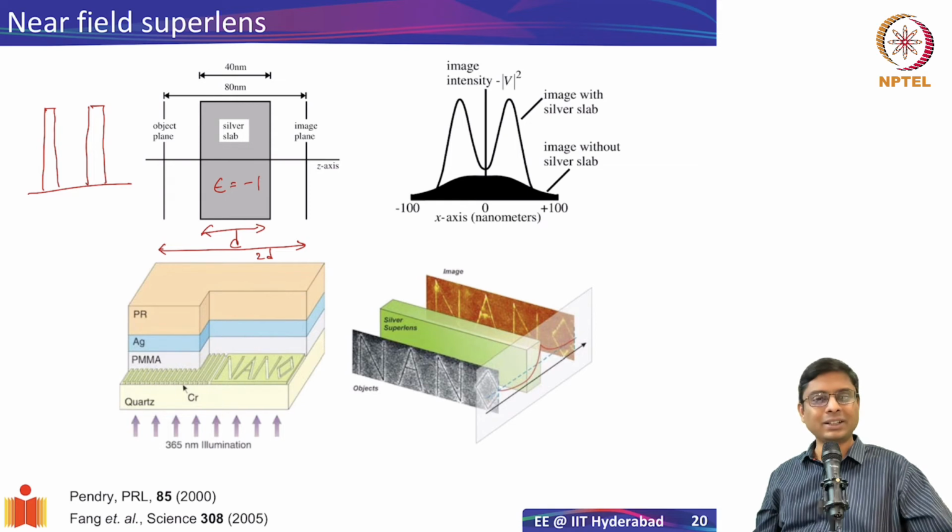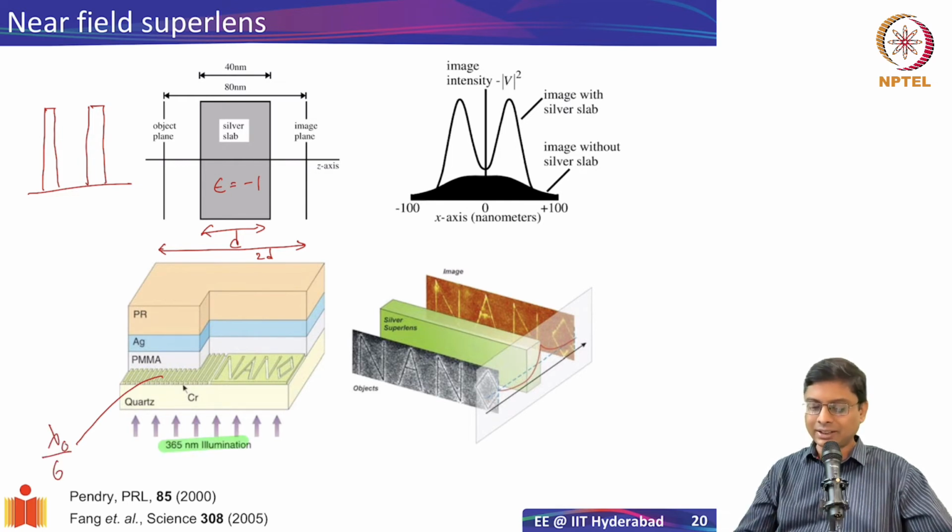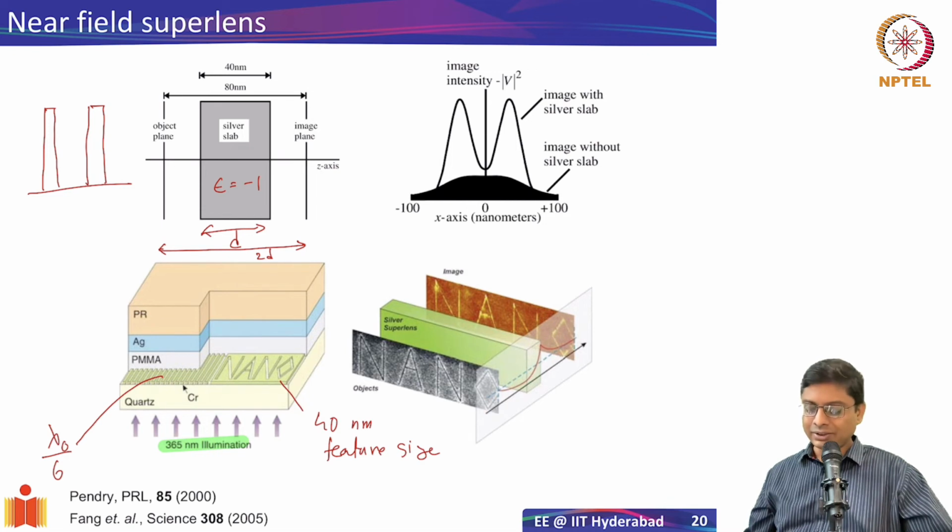Then in the year 2005, Shangjiang's group showed an experiment wherein they considered the slab, put a chrome layer, and fabricated gratings, for example a grating with a pitch of lambda by 6. They used illumination of 365 nanometers, and also had some objects with 40 nanometer feature sizes. When they illuminated that object, it propagates in a medium. This thickness is going to be my spacer, and then this is my near field super lens, NFSL. In the photoresist on the top, they were actually able to image the object, and that's what is shown here.